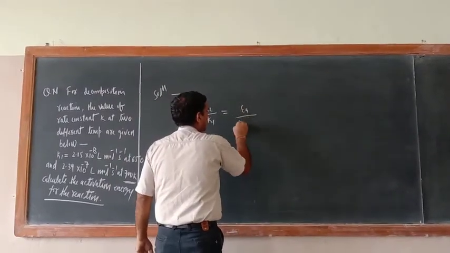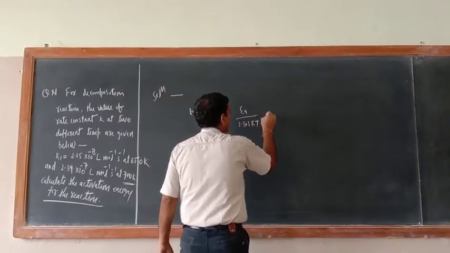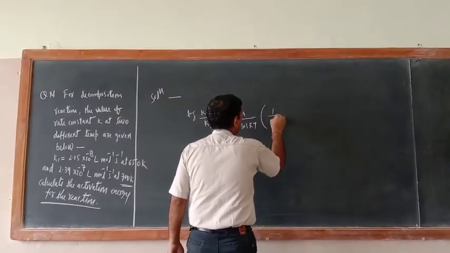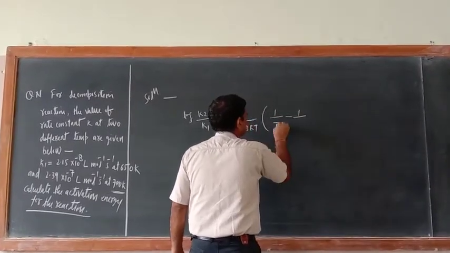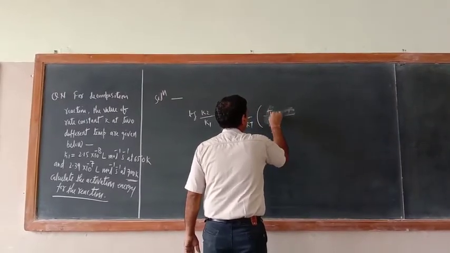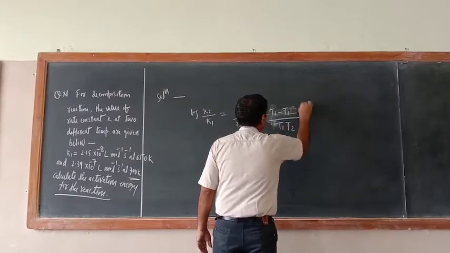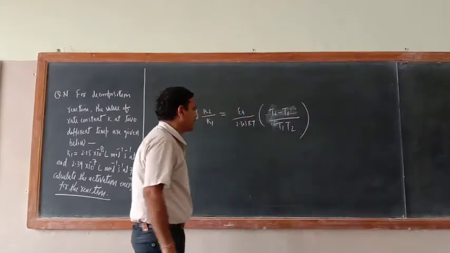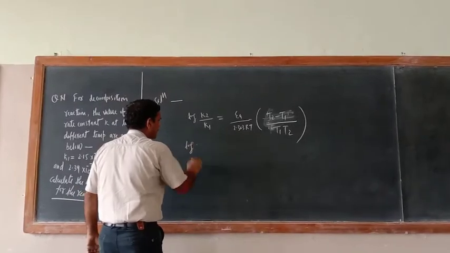EA by 2.303 RT, and here what is there? 1 by T2 minus T1. Directly you can write the full expression: T2 minus T1 divided by T1 T2. That is our equation. So now every value we have got here.